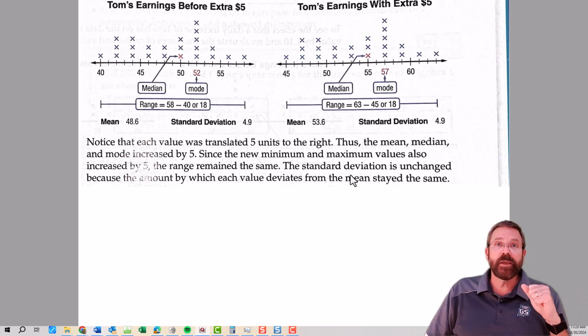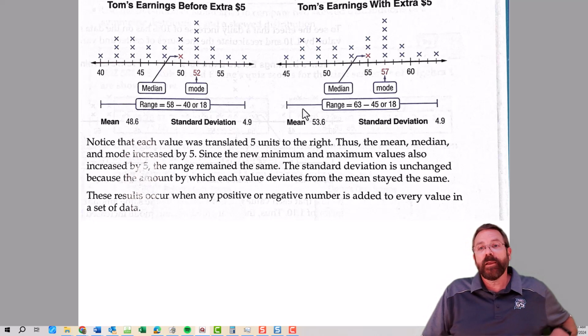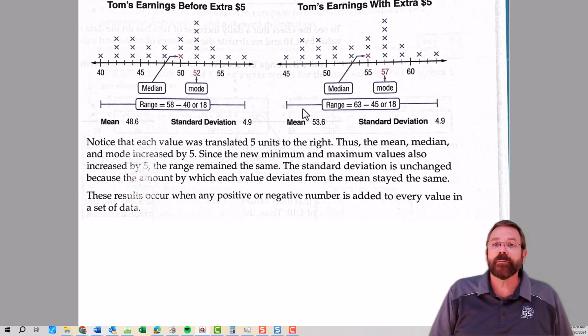And the standard deviation is unchanged as well, because the amount by which each value deviated from the mean stayed the same. So what changed? The median, the mode, the minimum, the maximum, and the mean. All those changed. What stayed the same? The range and the standard deviation. These results occur when any positive or negative number is added to every single value in the data set. It's always going to be the same. I think I might have repeated one of those.